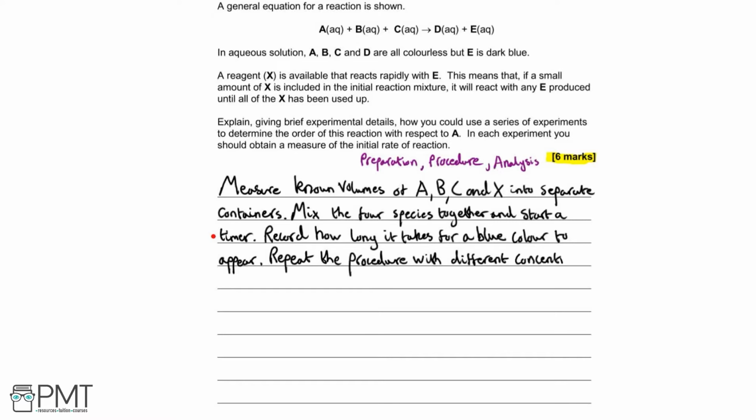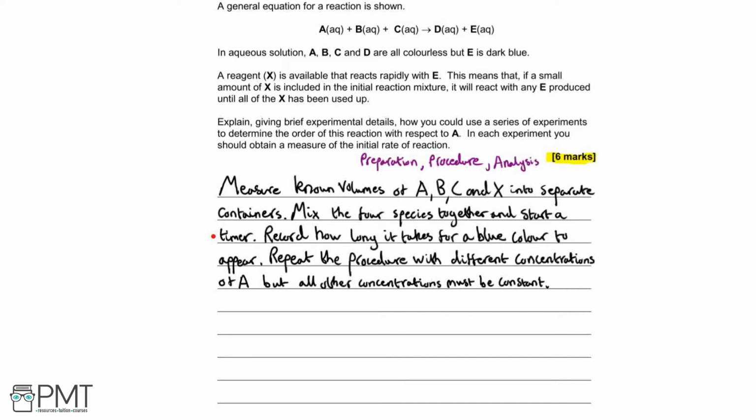However, we can't just change the concentration of A without controlling other variables. So we're going to use different concentrations of A, but all other concentrations, so that's B, C, and X, must be constant. These are some of our control variables. So in order to ensure that any change we're getting in the rate of reaction is due to that change in A, we must make sure we aren't changing anything else.